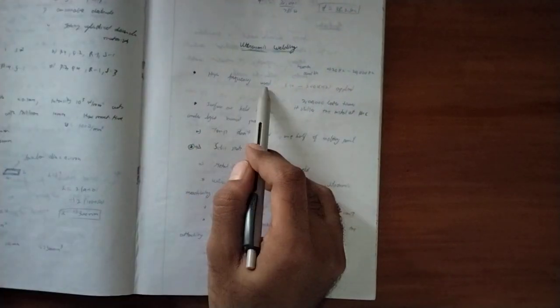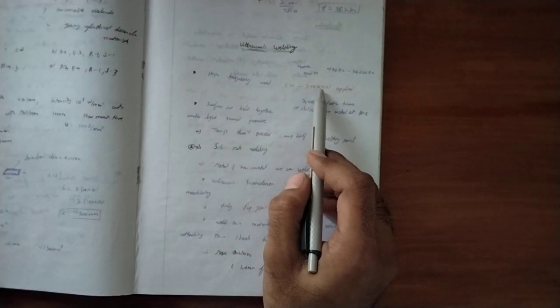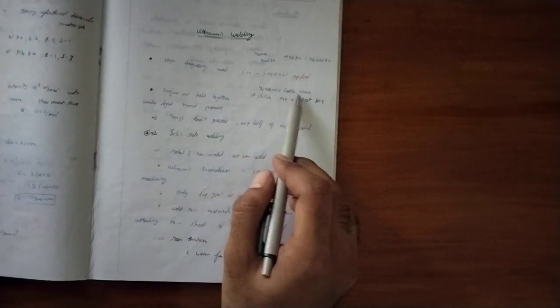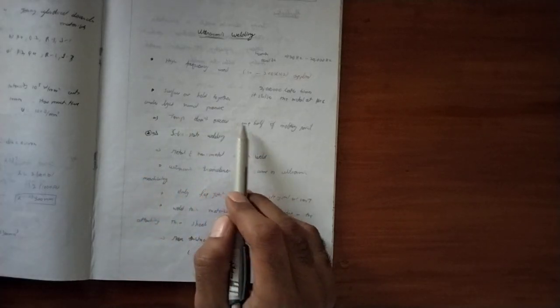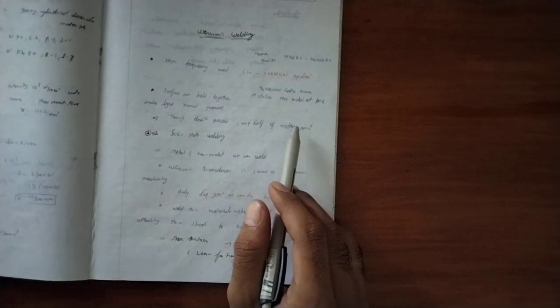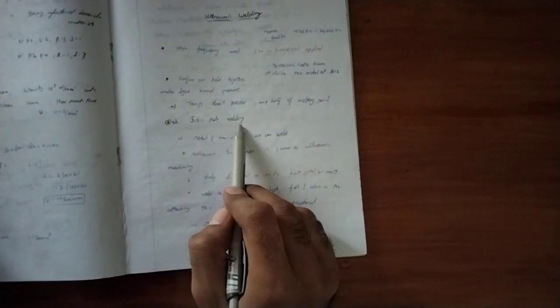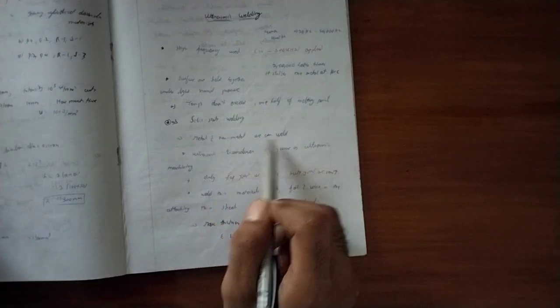So next one is ultrasonic welding. High frequency is used, 10 to 200 kilohertz supplied, meaning 2 lakh times per second it strikes the metal, and the surfaces are held together under light normal pressure. Temperature does not exceed the melting point. Ultrasonic welding comes under solid state welding. Metals and non-metals can be welded. The ultrasonic transducer is the same as in ultrasonic machining.